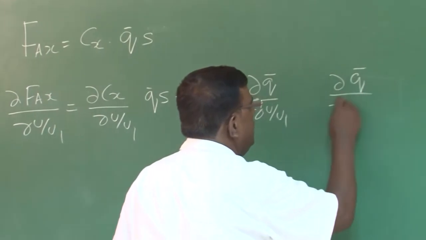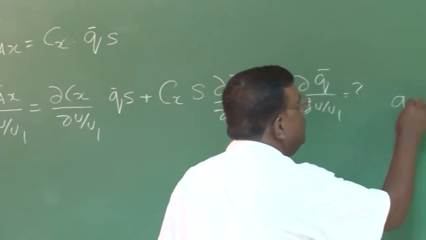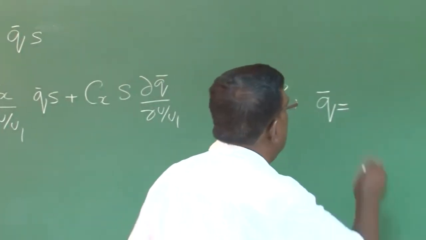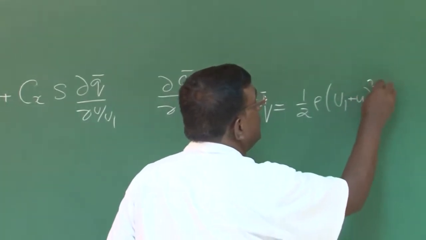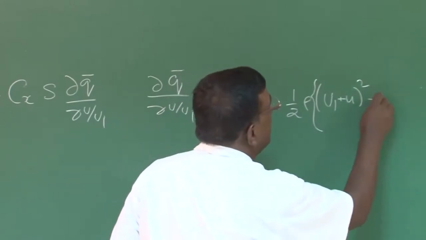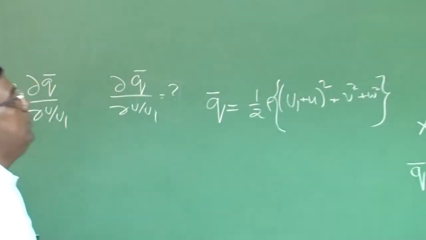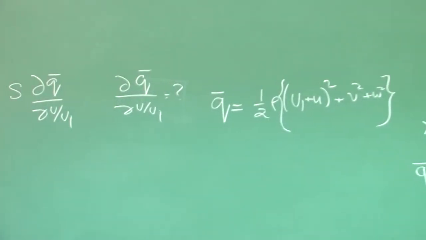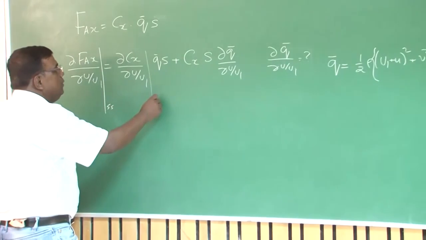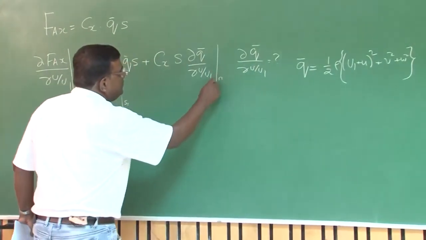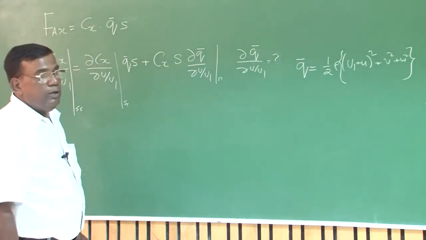dq bar/d(u/u1). What is it? Let us check this. You know what q bar is? Q bar we have already understood. It is half rho (u1 plus u) whole square plus v square plus w square. Half rho, total V square. What is the important thing you should remember? That this is to be evaluated at steady state. So all these things are to be evaluated at steady state. So dq bar/d(u/u1) has to be also evaluated at steady state.